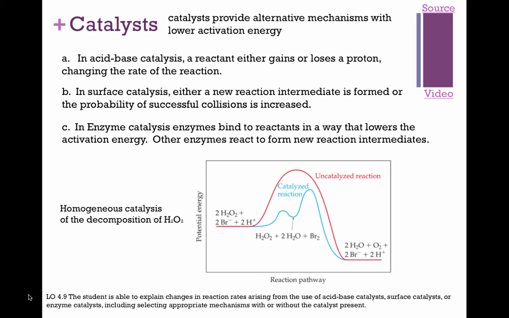And so catalysts, like I said, provide a separate mechanism with a lower activation energy. If you have acid-base, you can have a catalyst that will gain or lose the proton, and that's going to make the reaction occur faster. So if your catalyst helps take part in the reaction, it's not used up, but it just helps the reaction occur more quickly. Surface catalysis is when you put it on a metal surface, like titanium maybe, or platinum, and they'll run gas right over top of it, and that helps speed up the reaction. That provides a lower activation energy.